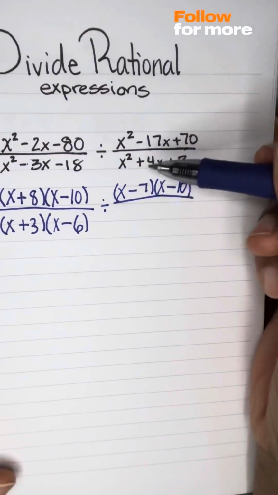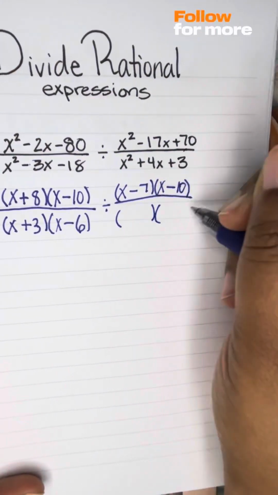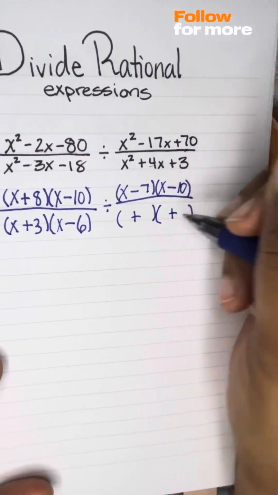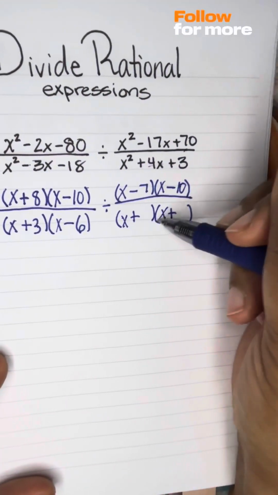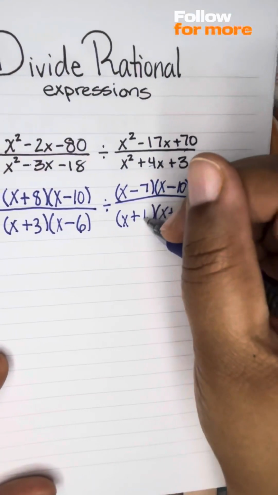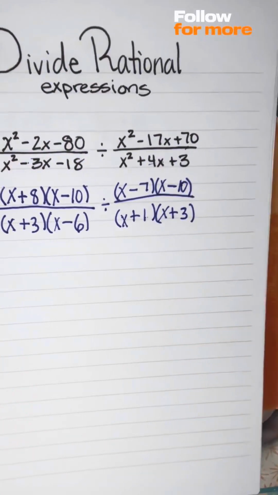All right. Now we're on our last one. Parenthesis. I only have positives. All signs have to be positives. X times x gets me x squared. What times what gets me 3? 1 and 3. And 1 plus 3 gets me 4.